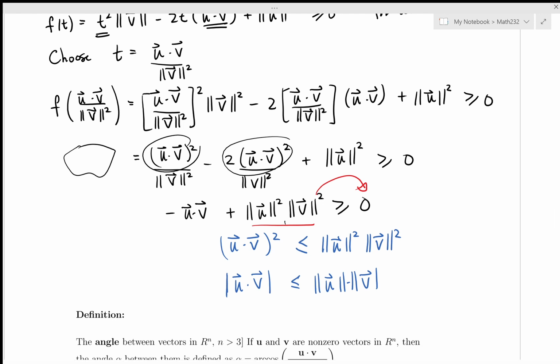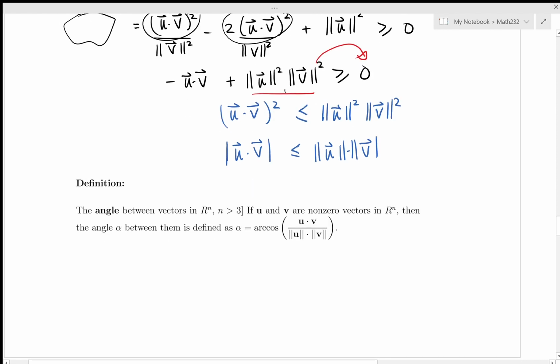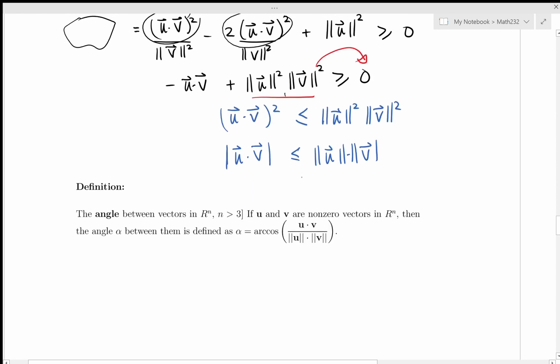Okay, now that we have this little thing, we know that this is true for any vector in any dimension. Now we use this so that we can define the angle between two vectors. We already understand what that means in R2 and R3, but now we want to extend that to R5, R10, R2 billion. And so we need this little guy here to do that, to ensure that we get something that here is less than 1.